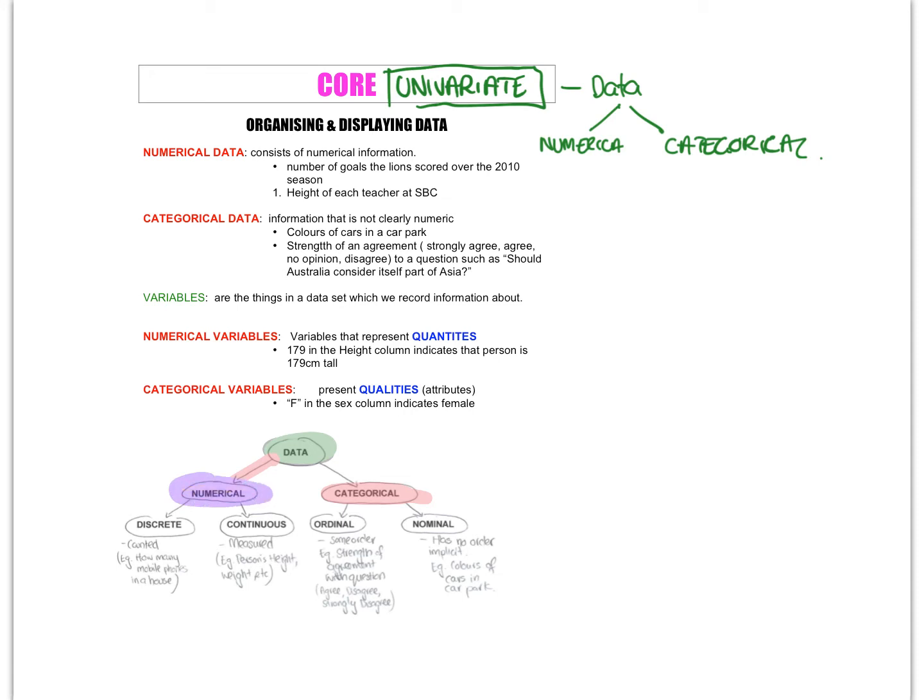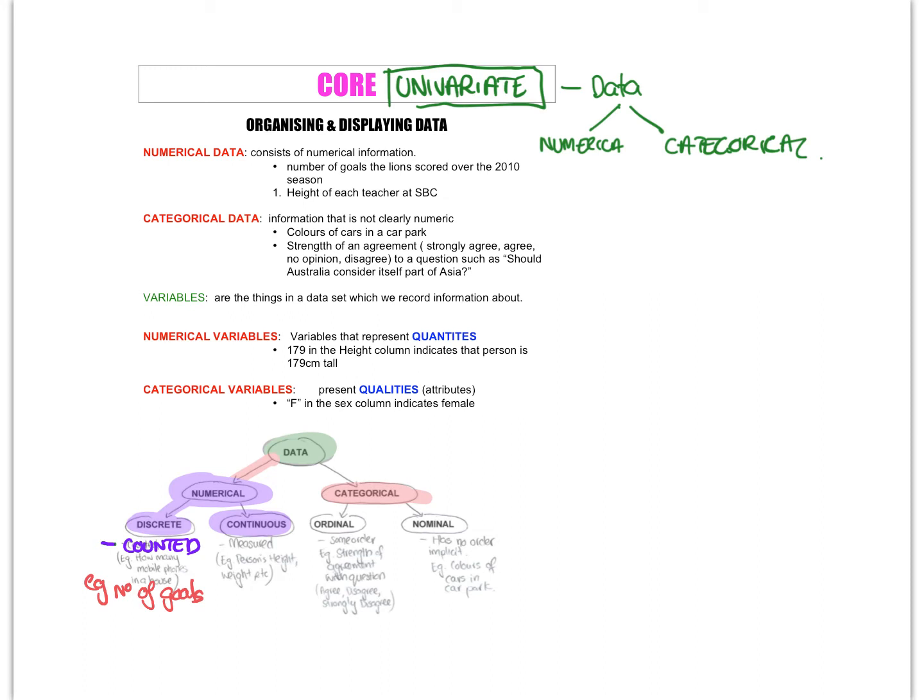We can see here numerical breaks off into discrete and continuous. If it's numerical and discrete, it's probably good to highlight that it's generally counted. So say for the example we had before, the number of goals. You count up the number of goals, so that would be discrete data. It's a set number that you've counted.